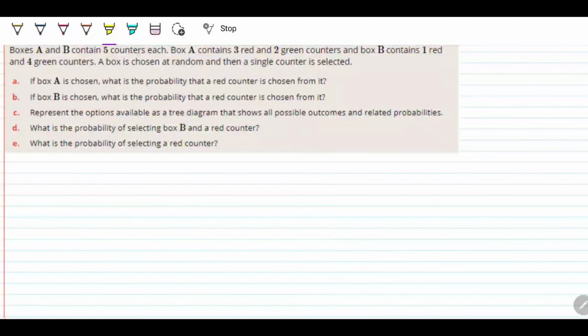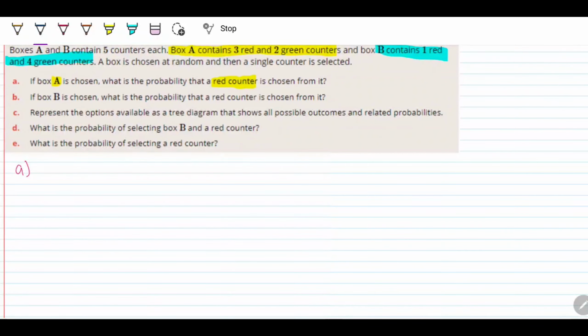Boxes A and B contain 5 counters each. Box A contains 3 red and 2 green counters. Box B contains 1 red and 4 green counters. A box is chosen at random and then a single counter is selected. Part A is asking us if box A is chosen, what is the probability that a red counter is chosen from it? We are looking for a red counter from box A.